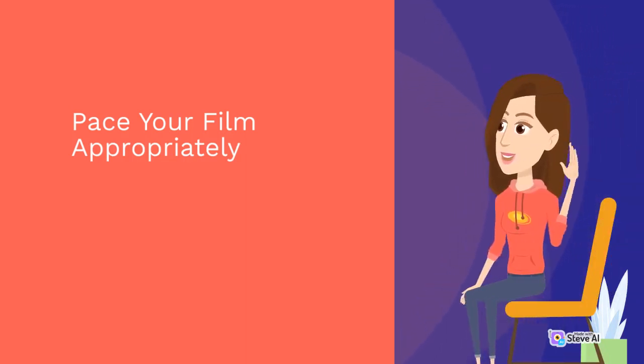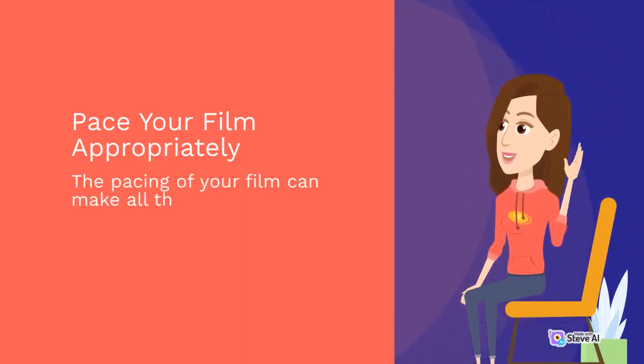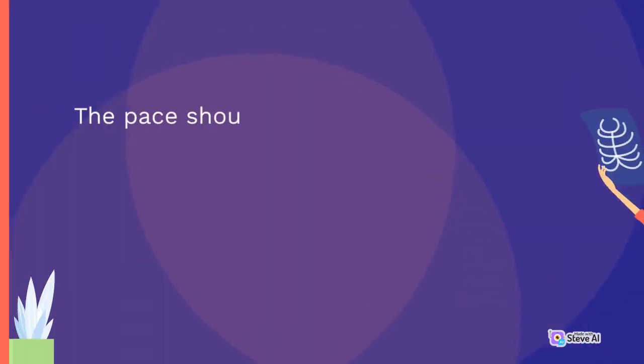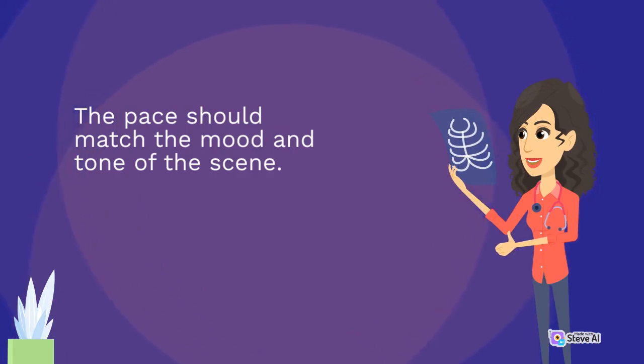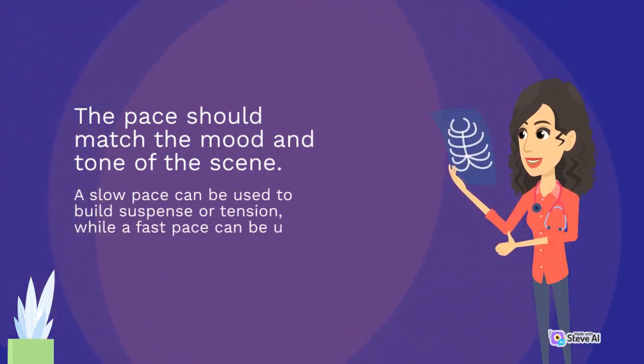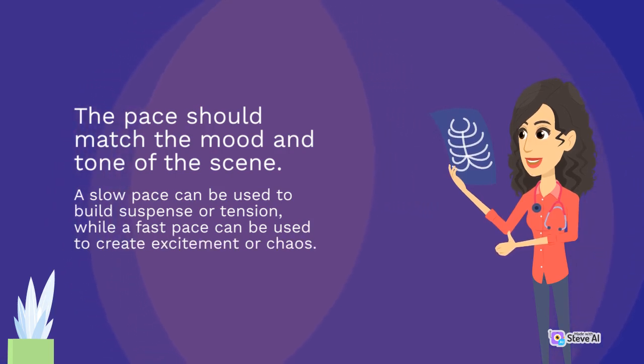Pace your film appropriately. The pacing of your film can make all the difference in how engaging it is to the audience. The pace should match the mood and tone of the scene. A slow pace can be used to build suspense or tension, while a fast pace can be used to create excitement or chaos.